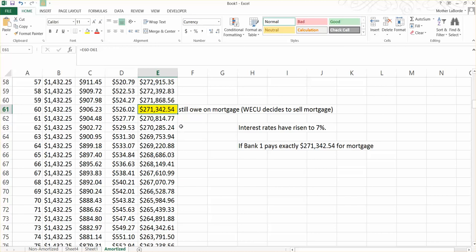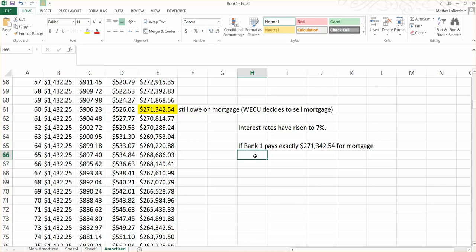If it were an adjustable rate mortgage, that would be different. But this is a fixed rate mortgage where the 4% was guaranteed for the entire 30 years. So as the borrower, I don't have to pay any more than 4%. The only way for Bank One to be able to earn more than 4% is to pay less than $271,000 for it. And we could figure out how much Bank One should be willing to pay.